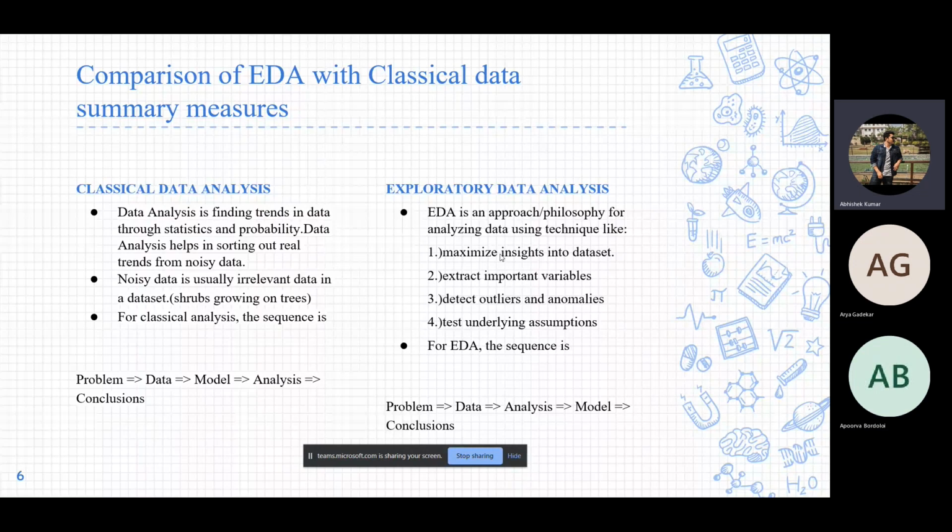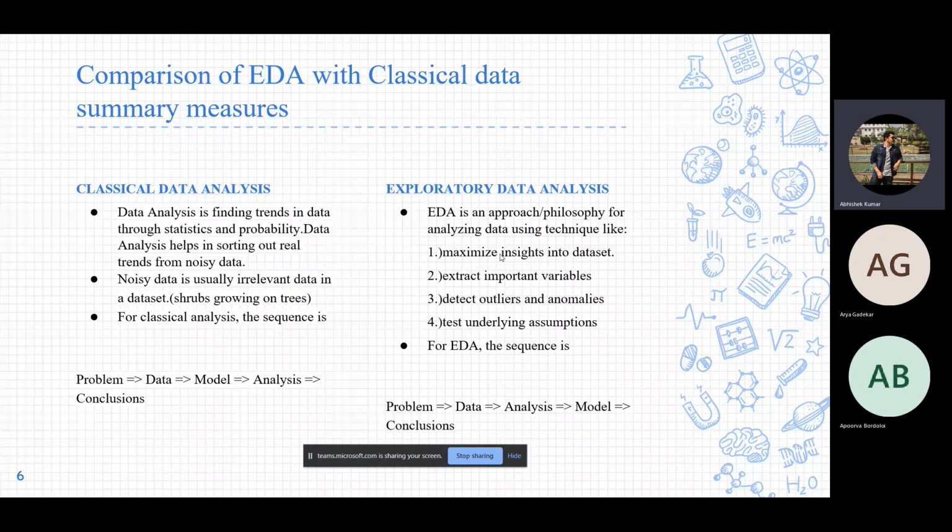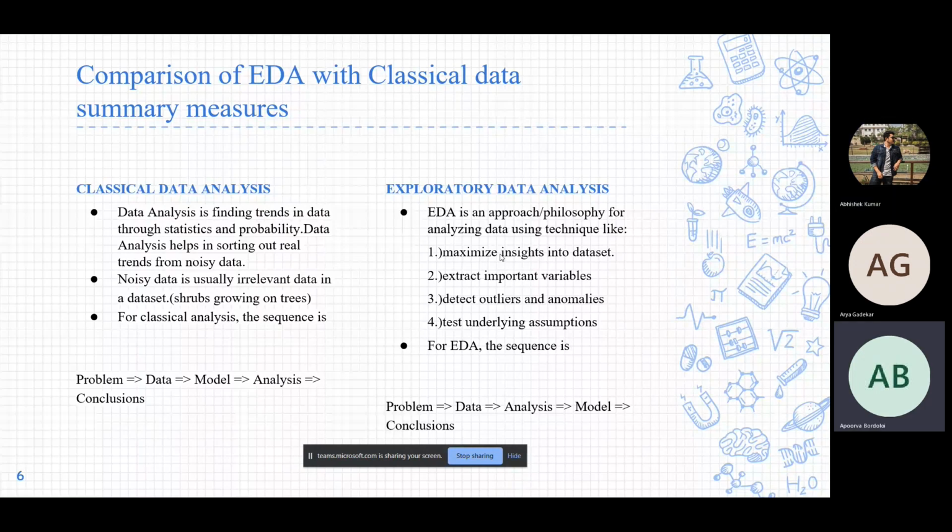Here, the difference is that after collecting the data, we perform the analysis. In that case, we not only identify different trends and insights, it actually helps in reframing the model much better and arriving at much more accurate conclusions in comparison to classical data analysis.